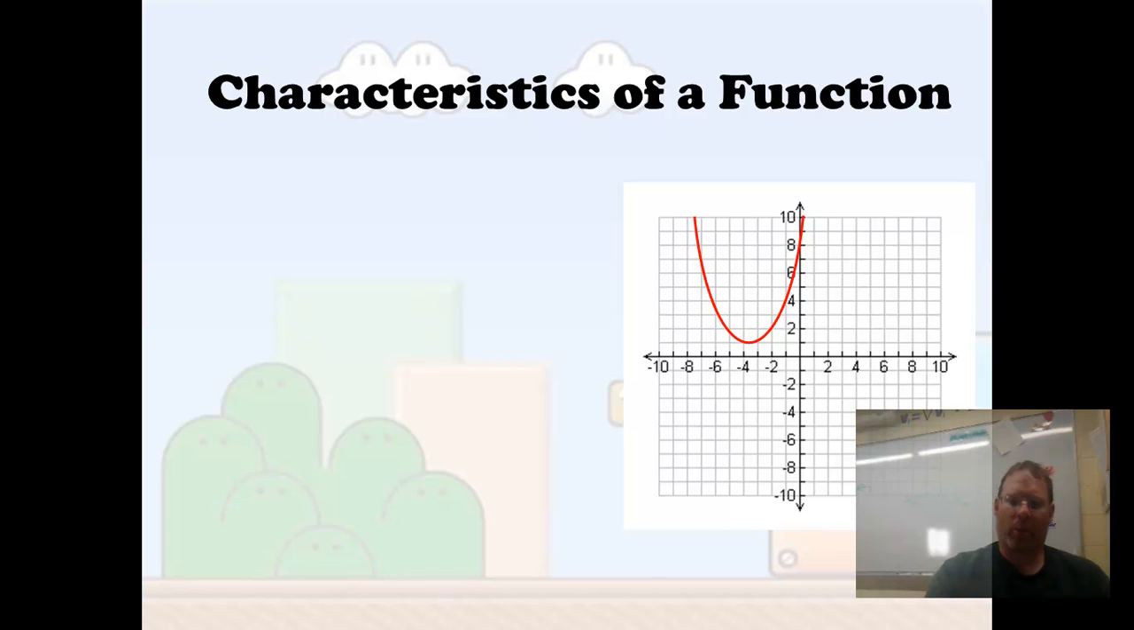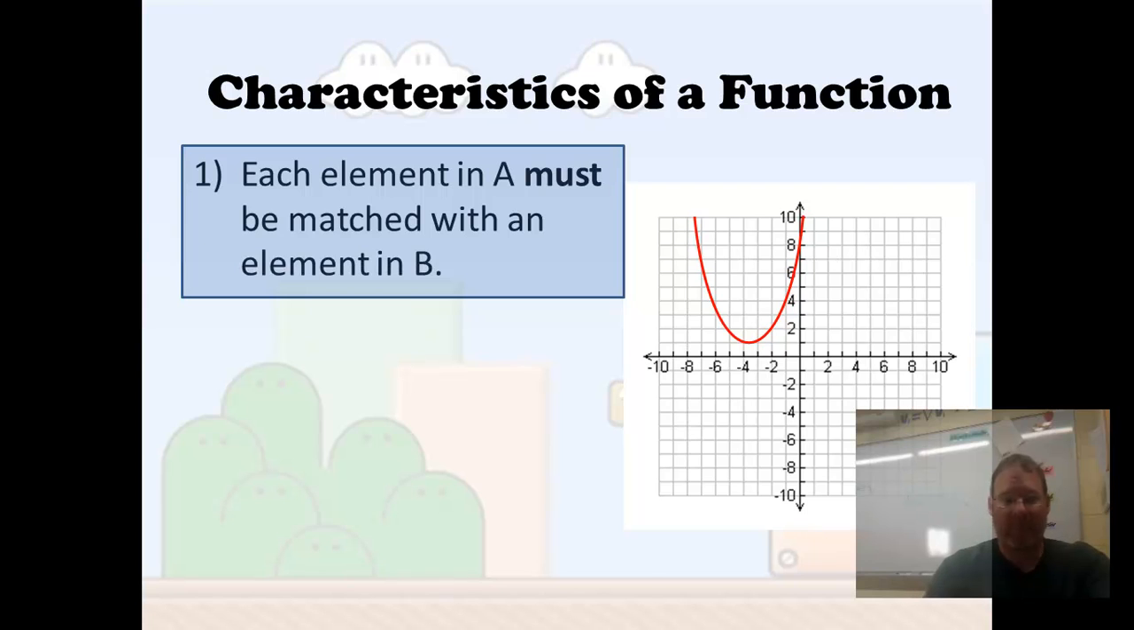Okay, so here we have a parabola that's on the graph there, and one by one I'm going to go down that list of characteristics, and you'll see that it holds true for this particular example. First characteristic was that each element in A must be matched with an element in B. Since we have a number line on there, element A is all the x values in the real number system.